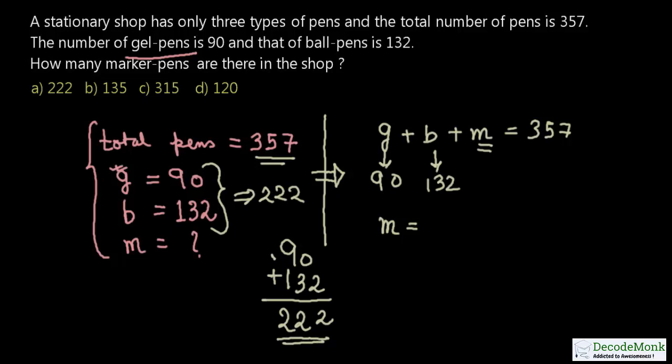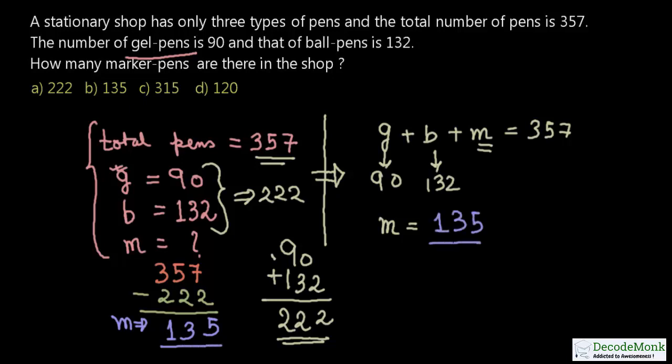Next we will carry out the difference of the total. This is the total, 357, and then we will subtract 222. This will give you the number of marker pens, which is equal to 7 minus 2 is 5, 5 minus 2 is 3 and 3 minus 2 is 1. So 135 is the number of marker pens. So you see 135 is the number of marker pens. Option B is the answer.